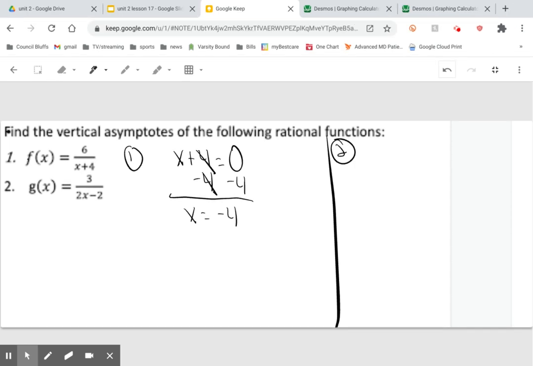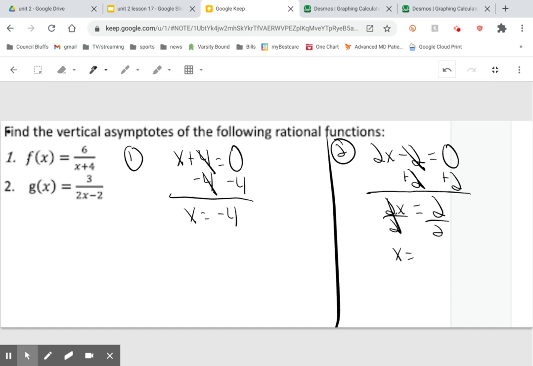For number 2, we're going to do the same thing. The denominator in this case is 2x minus 2, and we're going to set that equal to 0. All right, so I'm going to solve this by first adding 2 to both sides. Okay, so 2x equals 0 plus 2. I'm going to divide both sides by 2, and I'm going to get x equals 2 divided by 2, which is 1. So my vertical asymptote for number 2 is x equals 1.